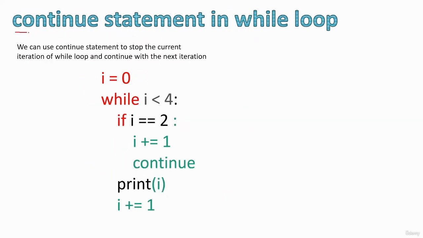The second control statement in while loop is the continue statement. We can use this statement to stop the current iteration of the while loop and continue with the next iteration. So let us take a look at an example.